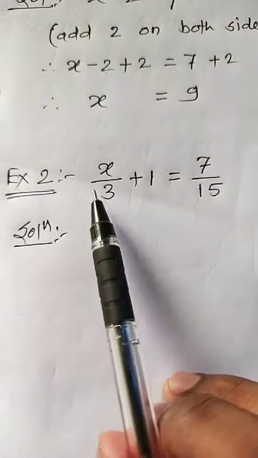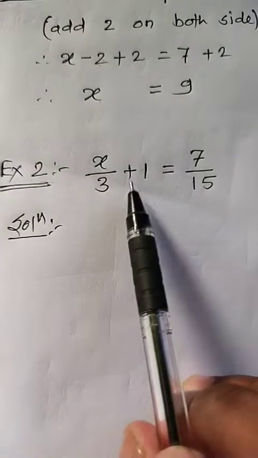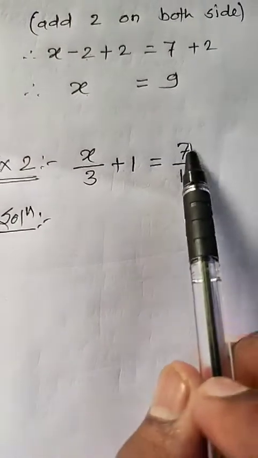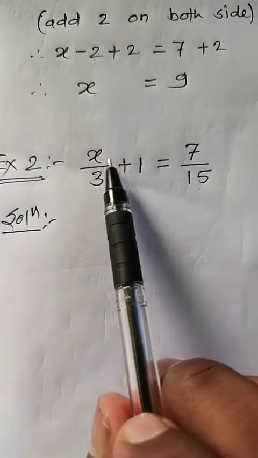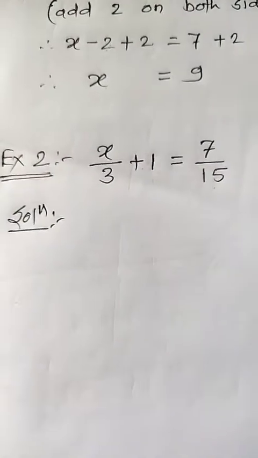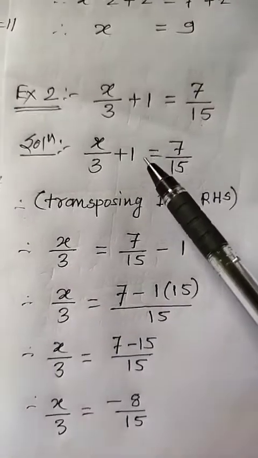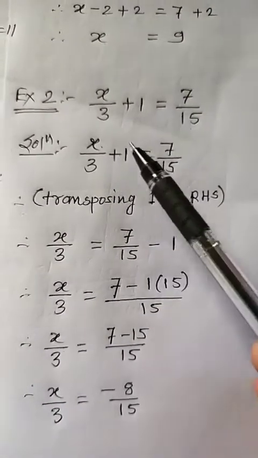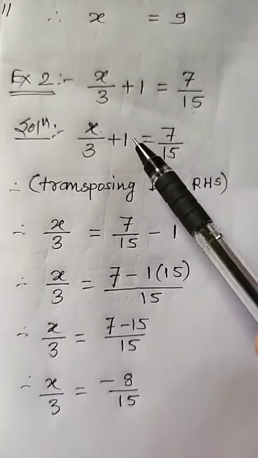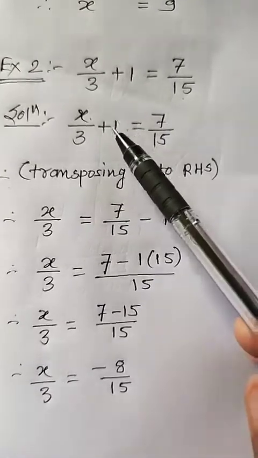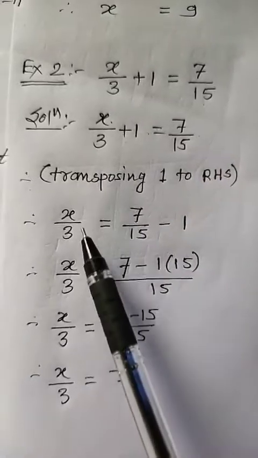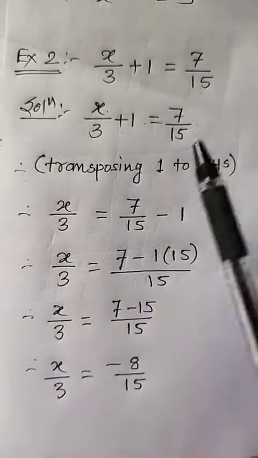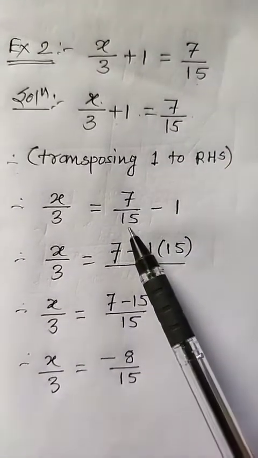Now we have the second example, x by 3 plus 1 equals 7 by 15. To solve this equation means to find the value of x. As we have to find the value of x, there is a plus 1 in addition. So firstly we transpose plus 1 to the right hand side. When we transpose plus 1 to the right hand side, we get x by 3 equals, already here is 7 by 15.